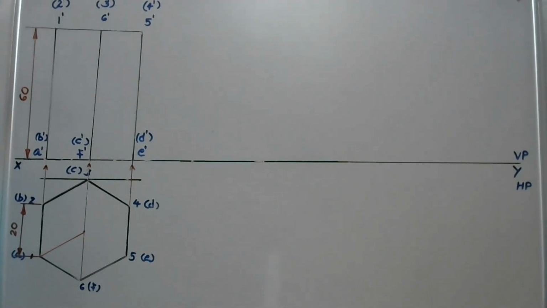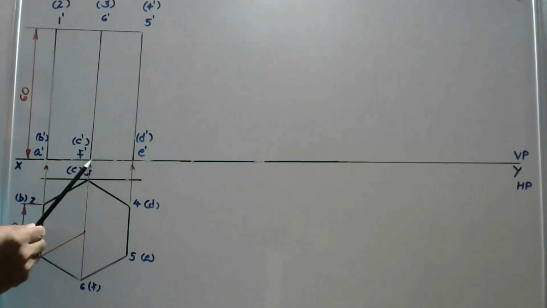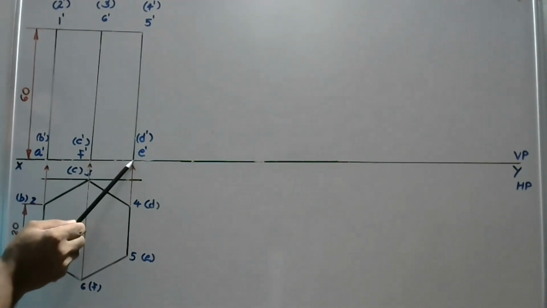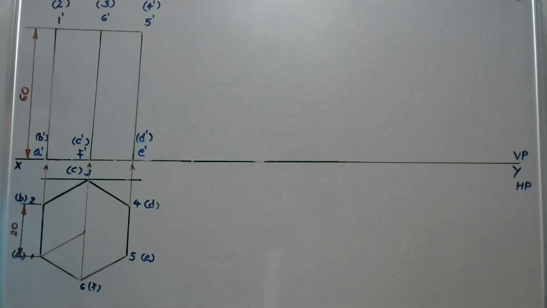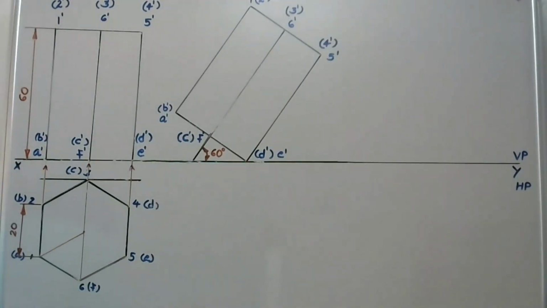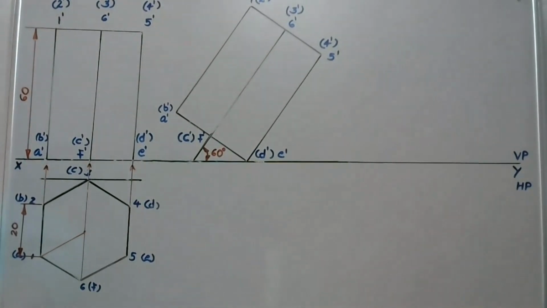The inclination of the axis at 60 degrees with the horizontal plane is visible in the front view. So we are tilting our front view based on the axis that is inclined at 60 degrees, by keeping this base edge on the horizontal plane. So let's draw the corresponding front view. In the second front view, the axis is tilted to 60 degrees with respect to the horizontal plane, which is visible in the front view.